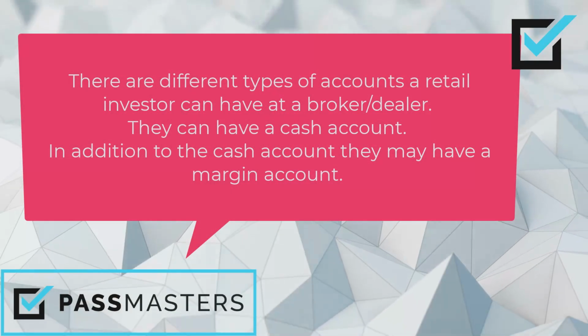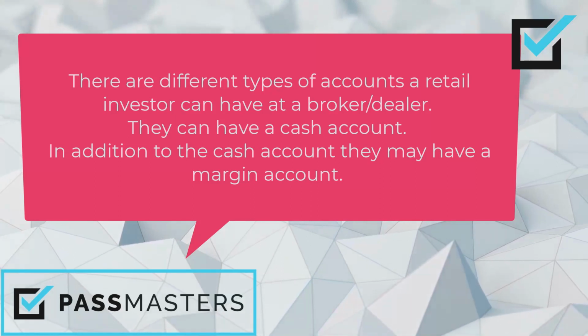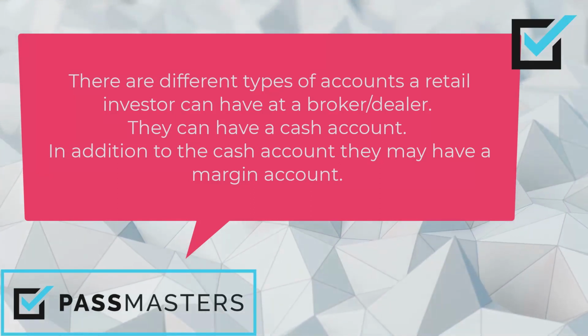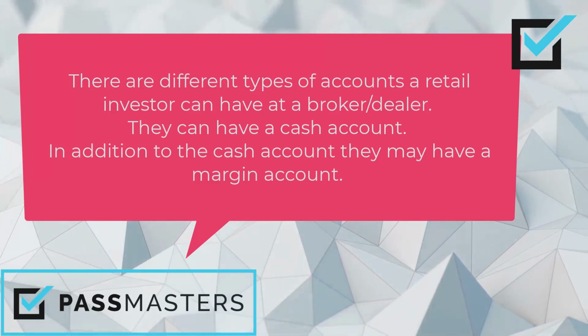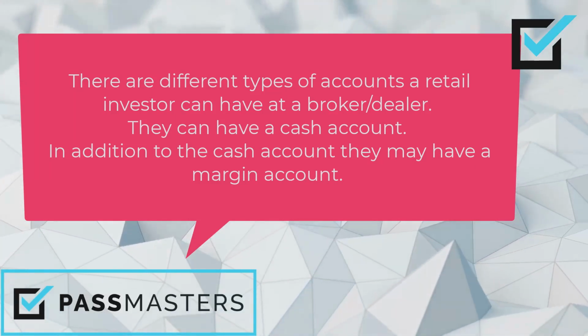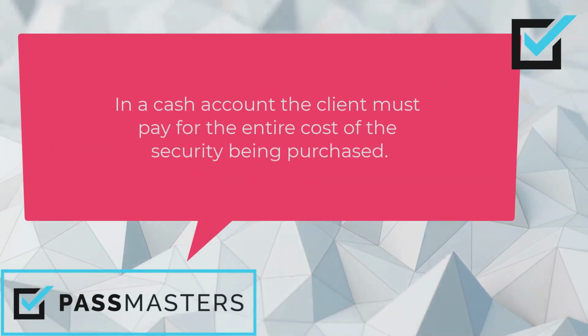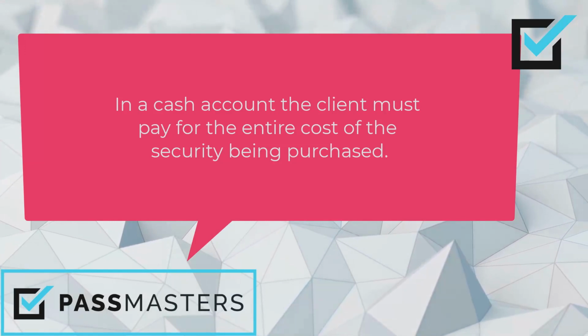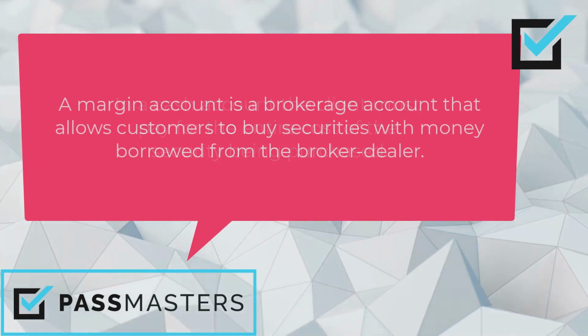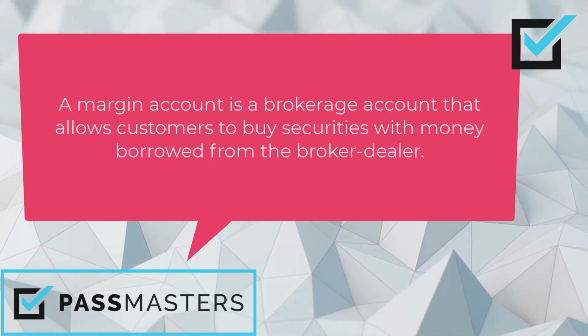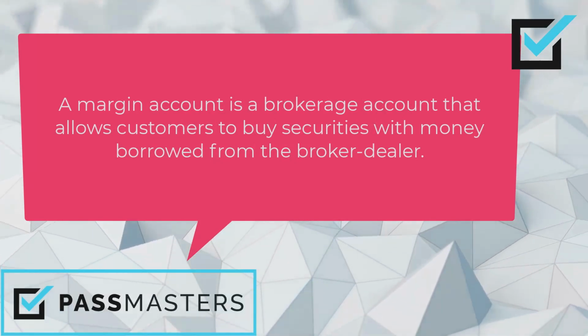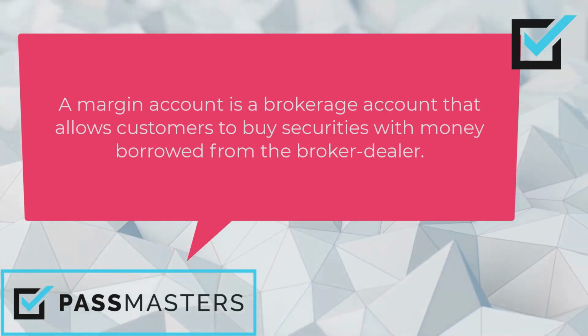First, it's important to remember that there are different types of accounts that a retail investor can have at a broker-dealer. They can have a cash account. In addition to a cash account, they may have a margin account. In a cash account, the client must pay for the entire cost of the security being purchased. A margin account is a brokerage account that allows customers to buy securities with money borrowed from the broker-dealer. So think about that. Broker-dealers love margin accounts. They give loans to their clients, and what do they charge their clients?